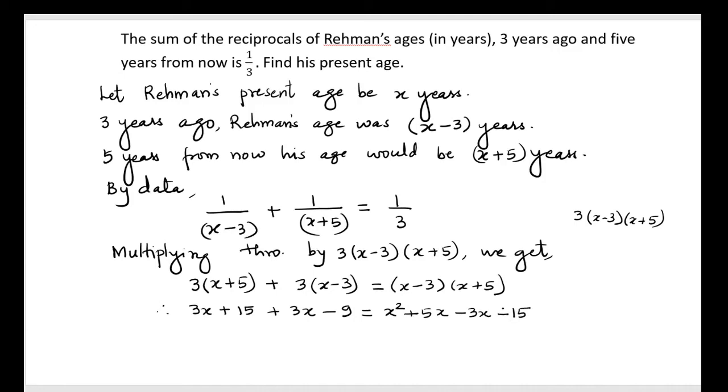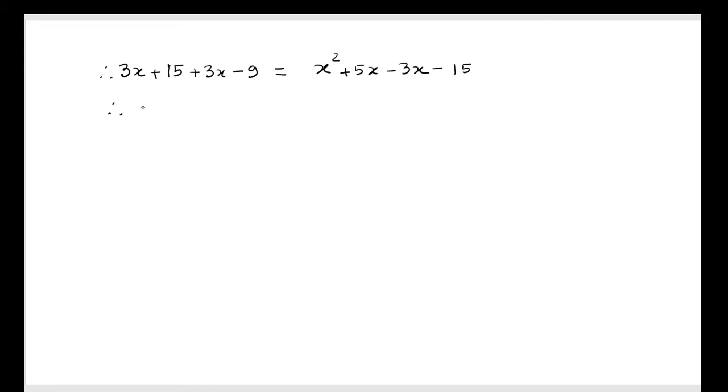We will now add up the like terms and this will become 3x plus 3x equal to 6x, plus 15 minus 9 is plus 6 is equal to x squared. 5x minus 3x is plus 2x minus 15.